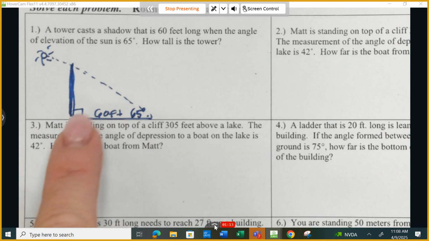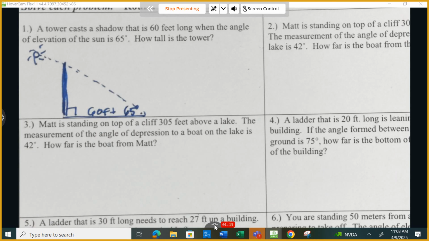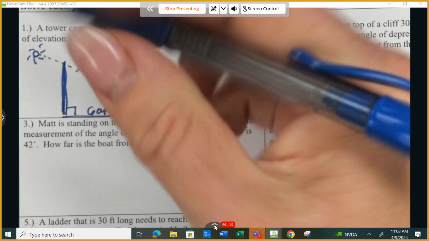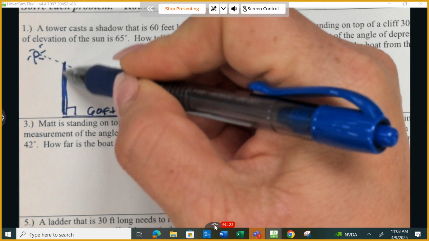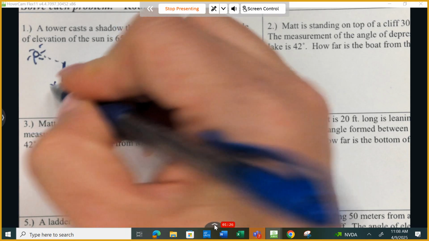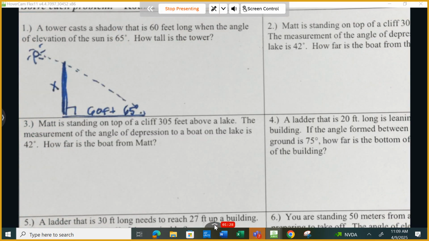So from this angle, we know that 60 represents adjacent. This is the hypotenuse, and this would be referred to as opposite of 65. We want to know what this length is. I'm going to call that x. It's the unknown. Now, if you're able to do this, you have to decide what trig function: sine, cosine, or tangent.